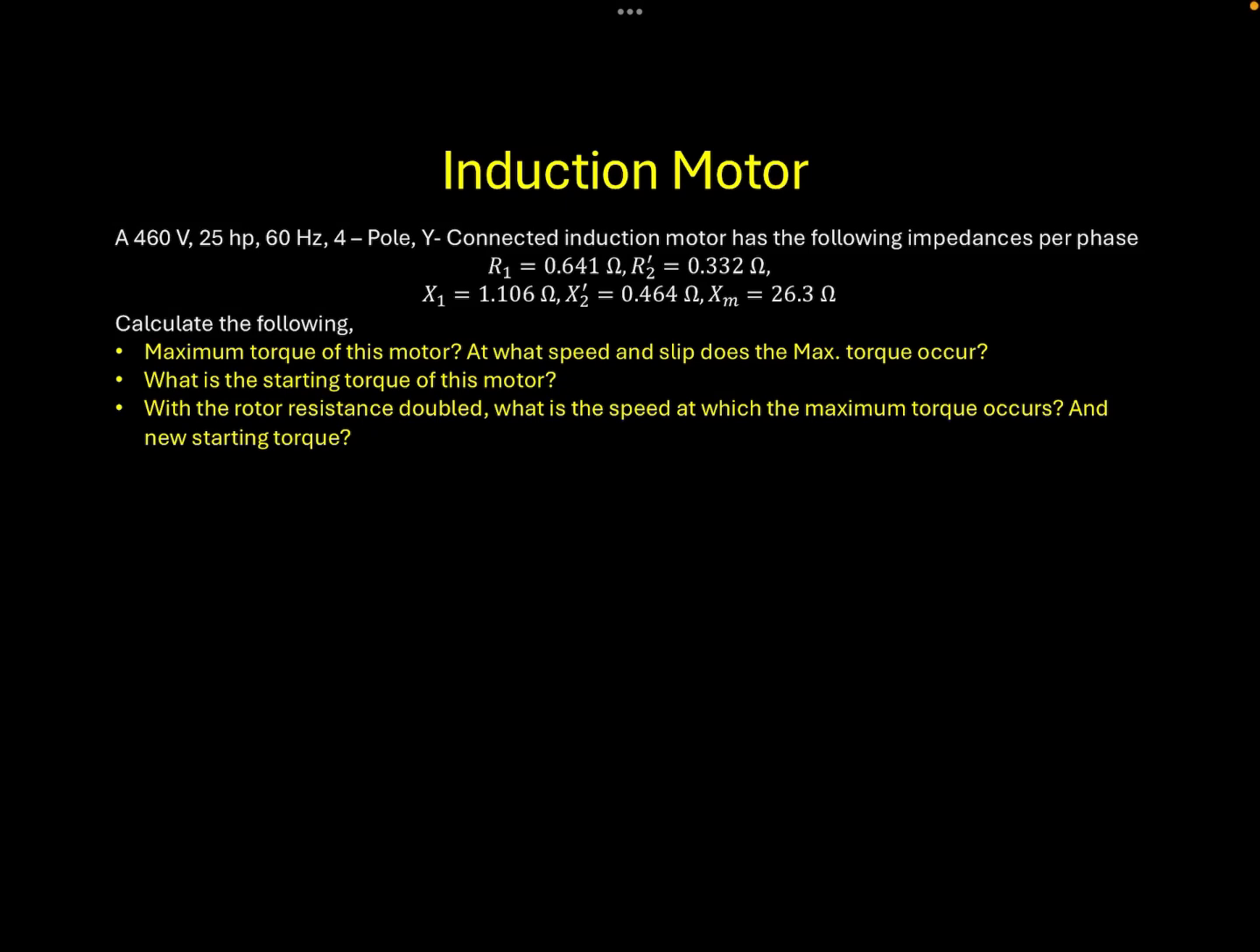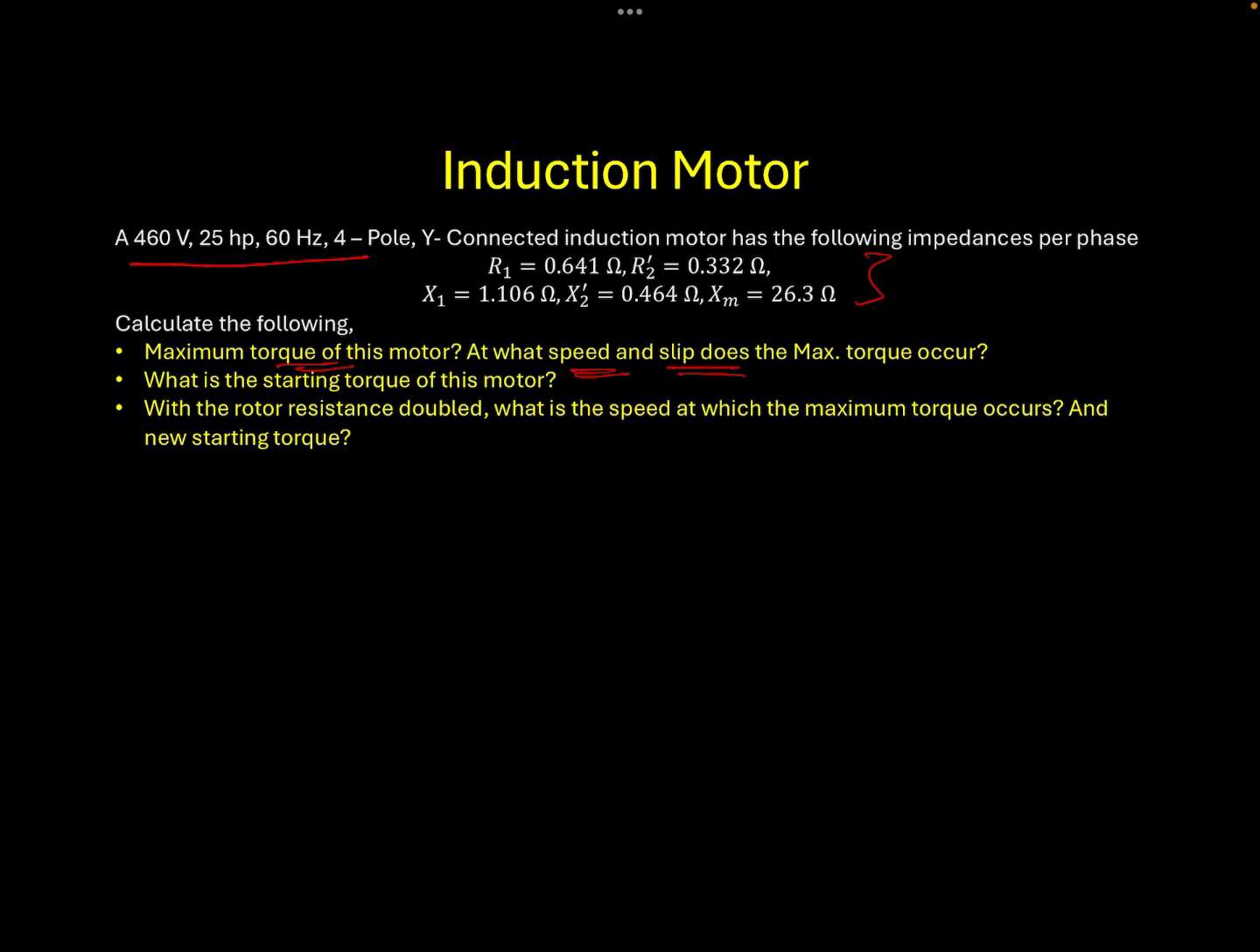Another problem where we take the same induction motor, that is 460 volt, 25 horsepower, 60 hertz, 4 pole star connected induction motor. Now we do have the same equivalent circuit parameters, but now we would like to calculate what is the maximum torque of this induction motor. At what speed and what slip does this maximum torque occur?